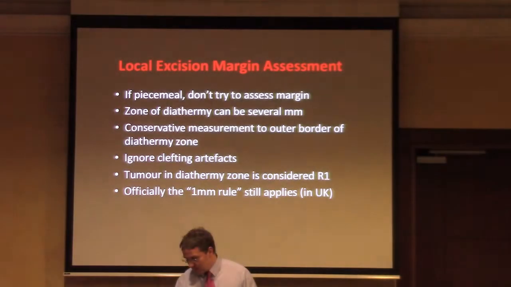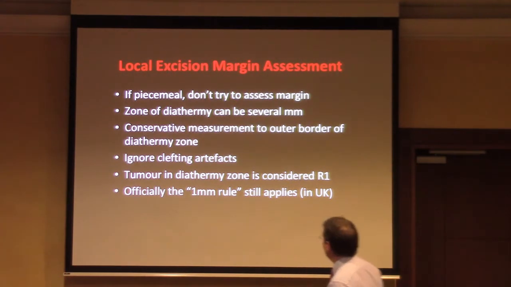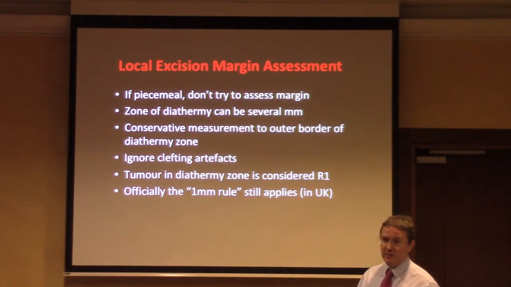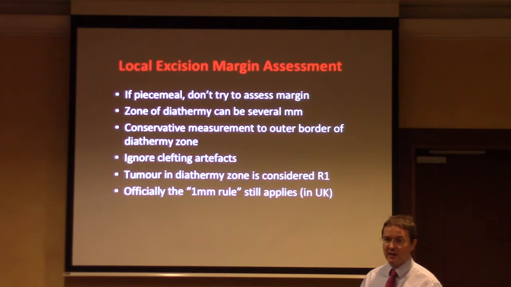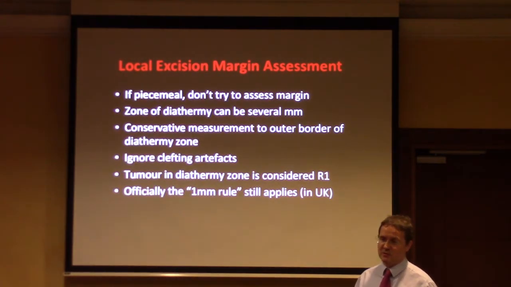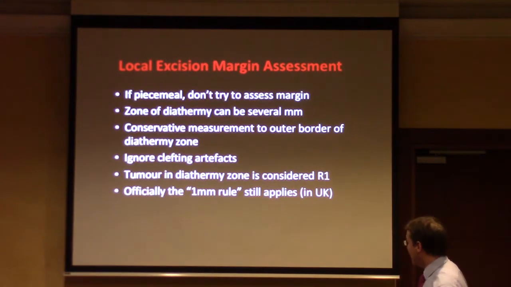So margin assessment is important. And maybe just a few take-home rules on that. Clearly if they send the polypectomy piecemeal, don't bother trying to assess the margin. It makes life easier for us, and also encourages them to try and remove these things intact. So I think that's just an easy thing to do. If it's piecemeal, we can't comment on the margin, don't ask us. We can't put the pieces of the jigsaw back together again. That diathermy is only millimetres thick.